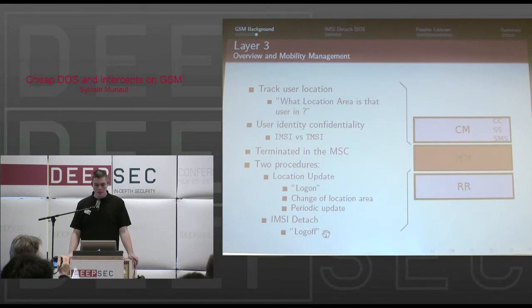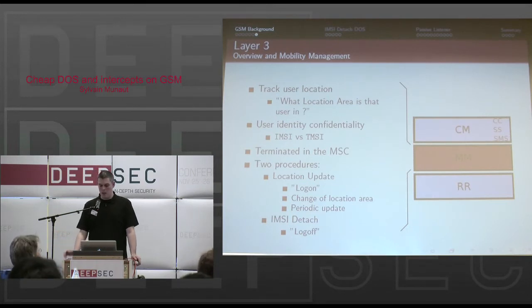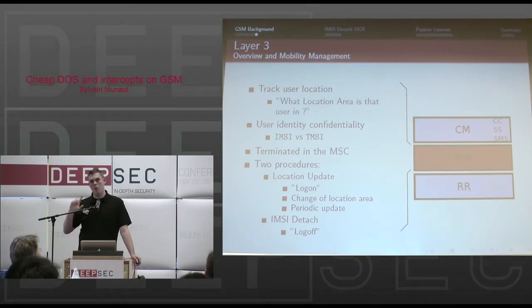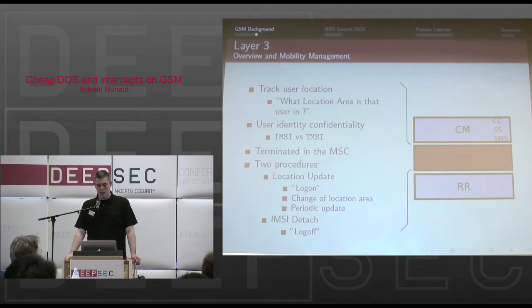Up to layer 3 now, we'll skip layer 2. It's subdivided again, and the lowest layer, which is called radio resource management, RR, basically establishes point-to-point connections. And what we really want to know is the upper layer, which is called MM, for mobility management. This is what we will exploit in the IMSI Detach trick. And its main function is basically to track the user.